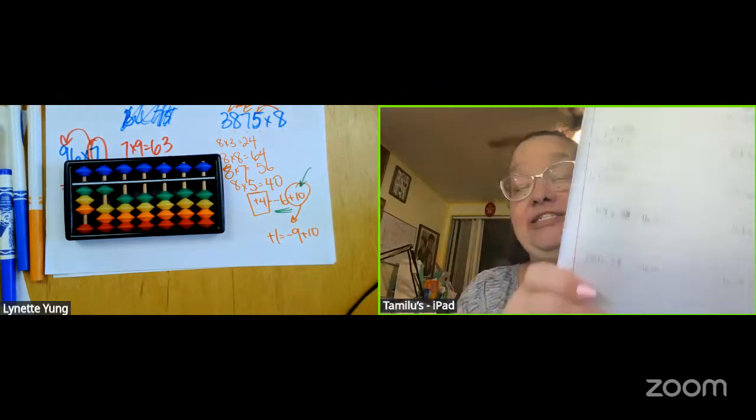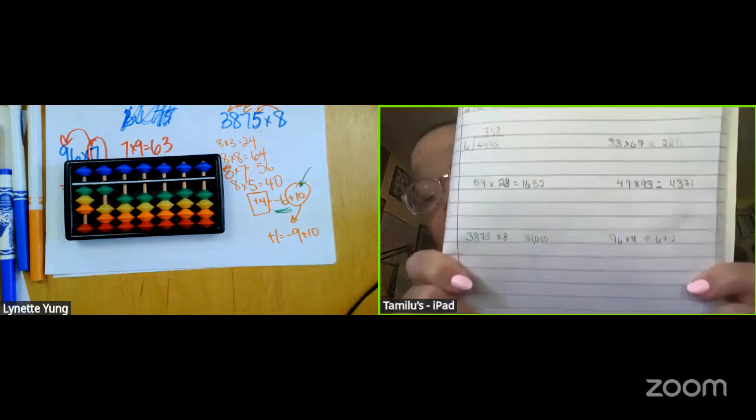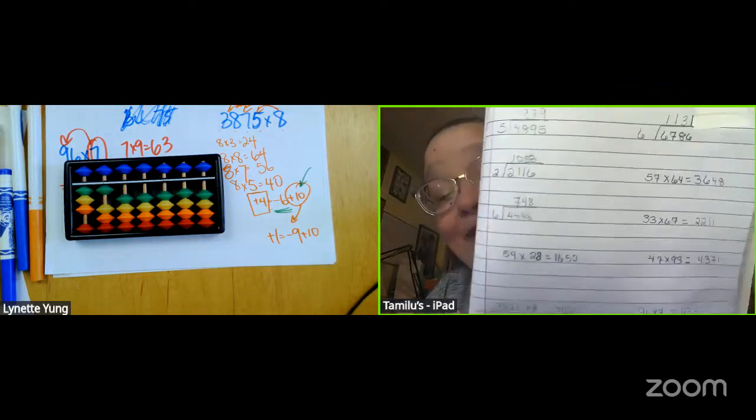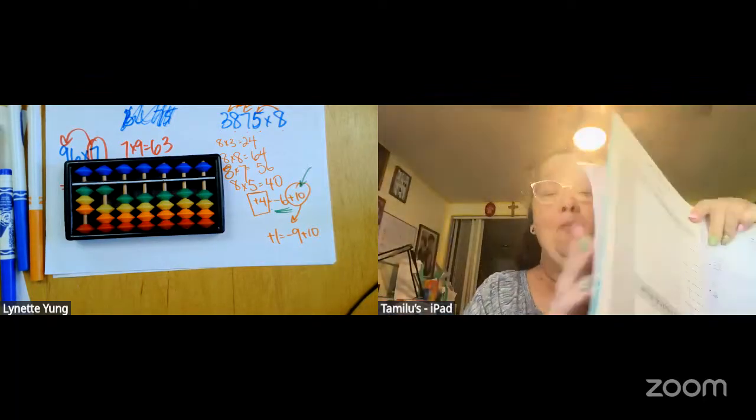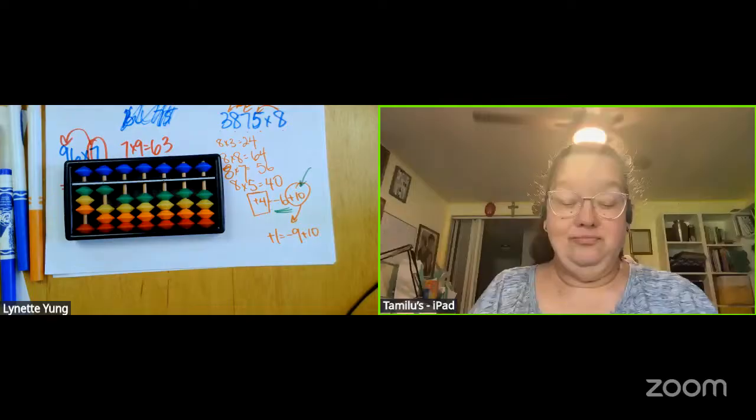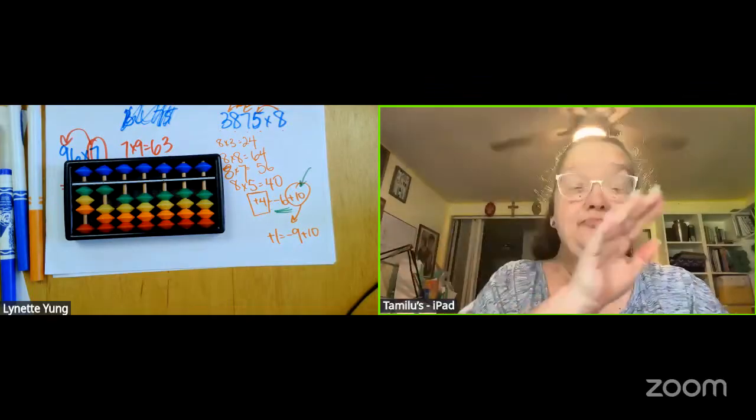Look at this. This is the page I've been working the problems on. And it's all been done on the abacus. You have such beautiful handwriting. Let me see that again. Thank you. Yeah.